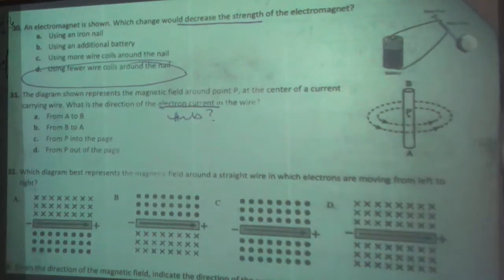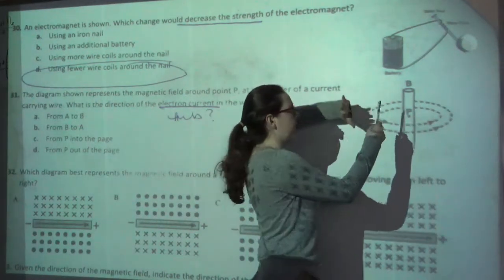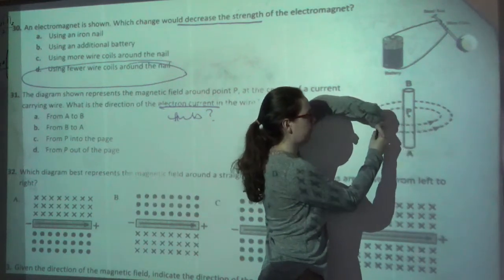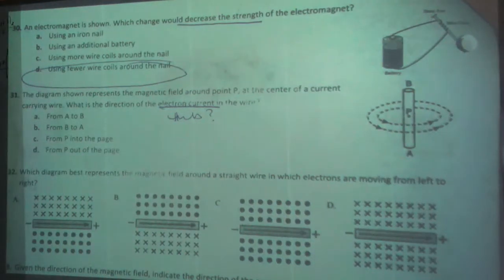Direction of electron current. So I'm again looking for thumb, and these right here would represent my fingers, but I have to be careful. Electron means use my left hand. My current is either going to be up or down the wire. If I have my fingers coming around to the right in the front and turning around like this, that leaves my thumb pointing down. So down is going to be from B to A.